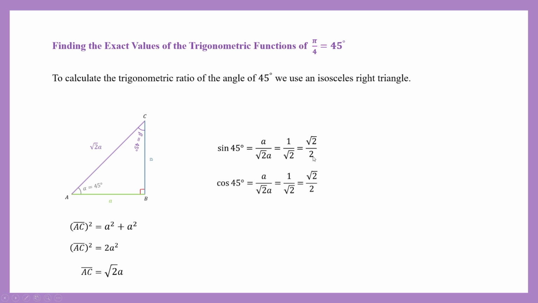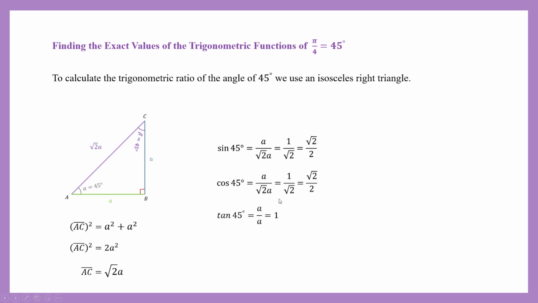Cosine of 45 degrees is equal to the ratio of the adjacent side to the length of the hypotenuse. The adjacent side here is A, and the hypotenuse is the square root of 2 times A. We can cancel A with A. We will receive 1 by the square root of 2. If we rationalize this one, we will get the square root of 2 by 2.